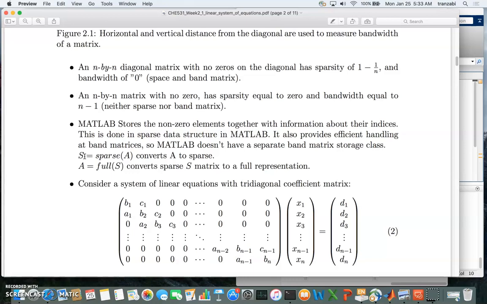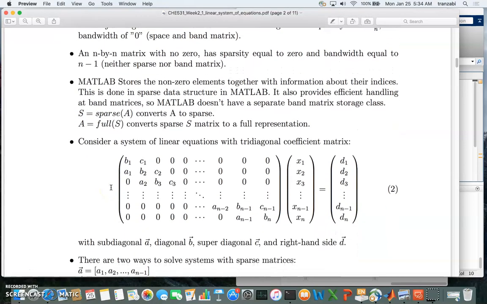Conversely, if you have a sparse matrix and you want to convert it to A and show it, then you use full. So this full function converts a sparse matrix to a normal matrix with all the zeros shown where the elements are 0. Okay? All right, so let's look at this example.